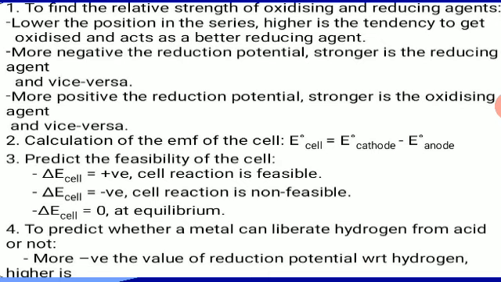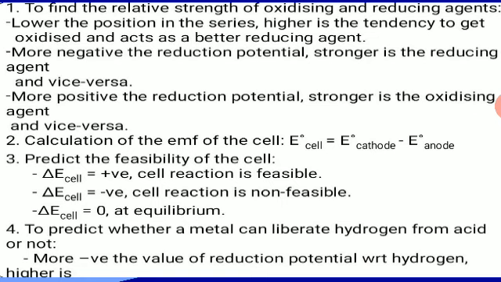A redox reaction is feasible if the electron releasing species is present at a position lower in the series as compared to the electron accepting species. To find the relative strength of the oxidizing and reducing agent, we use this electrochemical series. The lower the position in the series, the higher the tendency to get oxidized and act as a better reducing agent.